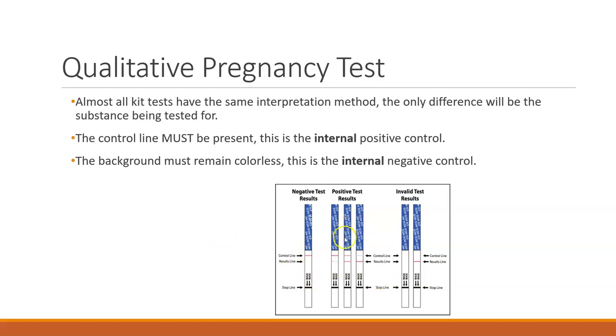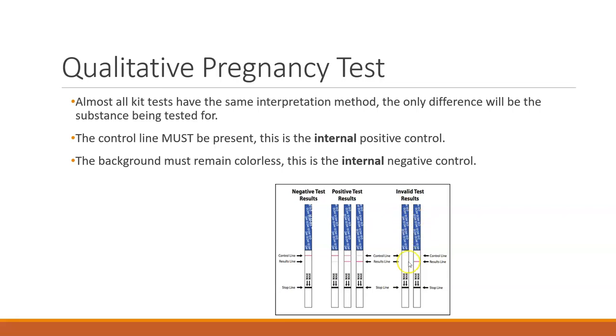So here in the middle, you see positive results. There's a very, very faint line, which is why we must read these tests under very good lighting, because any type of line at all is a positive result for the patient.